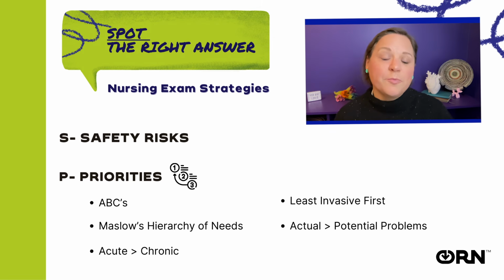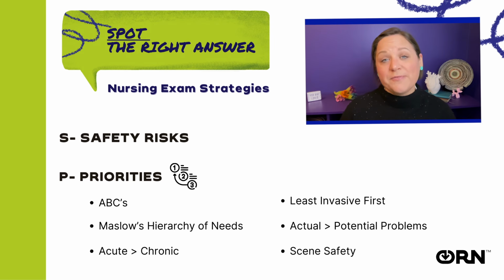And then the last one for prioritization is scene safety. Remember that the first priority for us as nurses is to make sure that we are safe to practice. And so scene safety trumps everything else. So if there's a fire, the goal is to remove people and get to safety first. If you are attending to a motor vehicle accident on the road, the goal is to assess that it is safe to reach the patient before attending care. Okay, so those are the 6 prioritization strategies that you can use and help navigate to the right question.